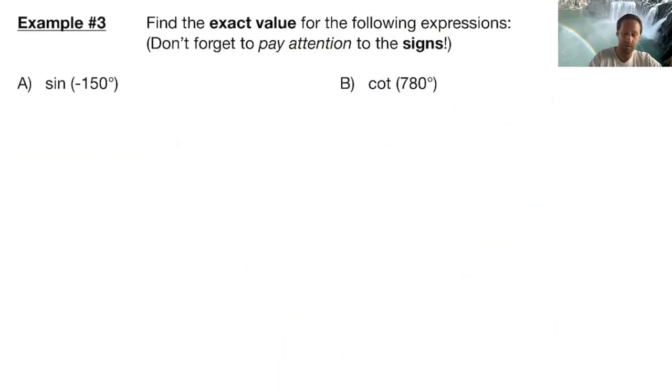So example 3 is going to emphasize a point that they're going to make. They want you to find the exact value of these things. And again, I put on there, as I just previously mentioned, don't forget to pay attention to the signs, positive and negative. Now you look at these two and they don't look that difficult. At least they're not asking us for all 6 of a particular angle, but I don't necessarily like the first one because it has a negative angle. I prefer positive things.